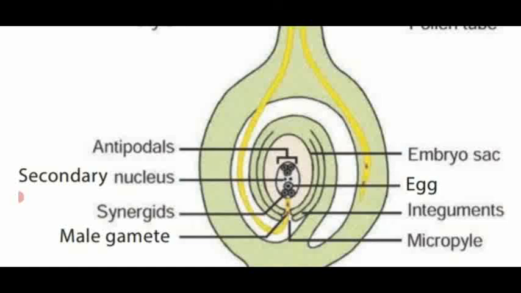Then we have seen another process of sexual reproduction, that is fertilization. How pollen grains reach the ovule of the gynoecium and how they fuse with the egg to form the zygote. That process is called fertilization.